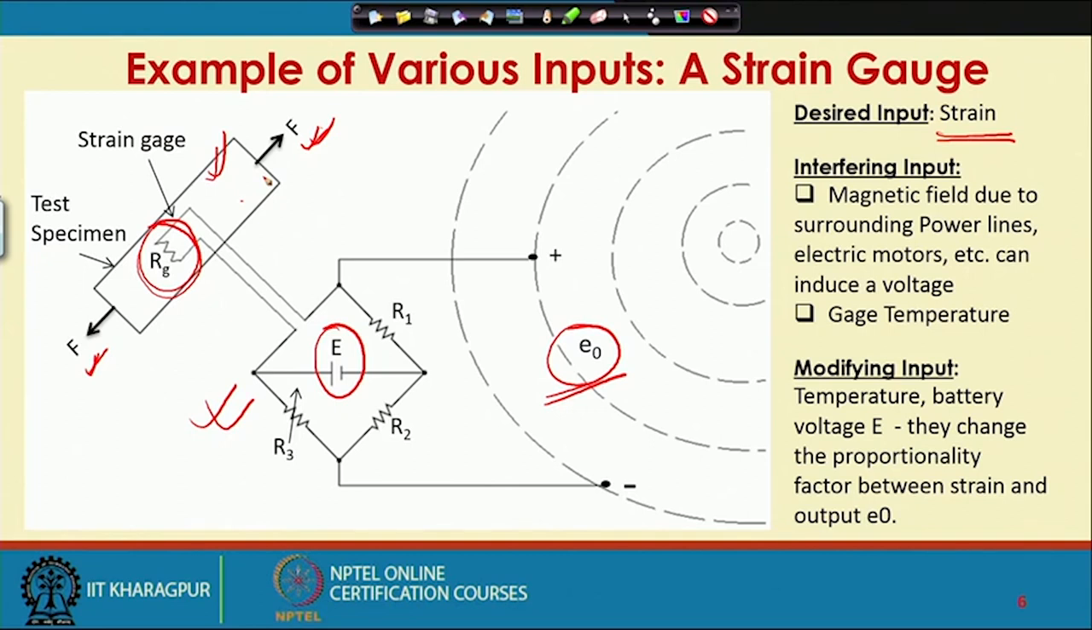Similarly, the gauge temperature also becomes an interfering input, because the gauge temperature can change the resistance. So, it is not only the strain in the specimen that is changing resistance, the change in temperature can also change the resistance of the gauge. So, the gauge temperature also becomes an interfering input.